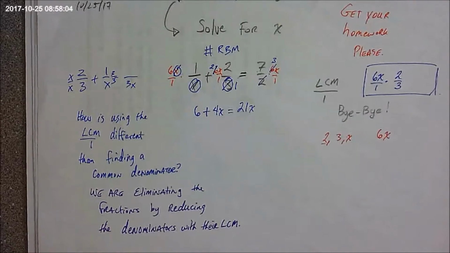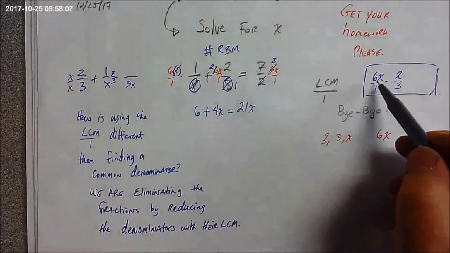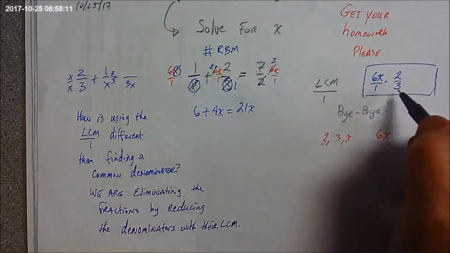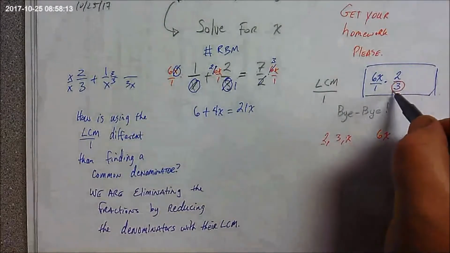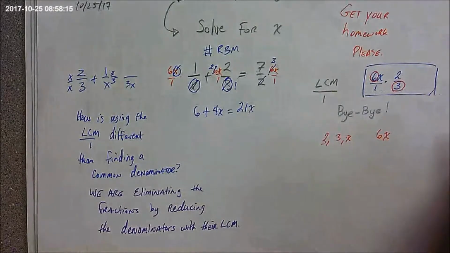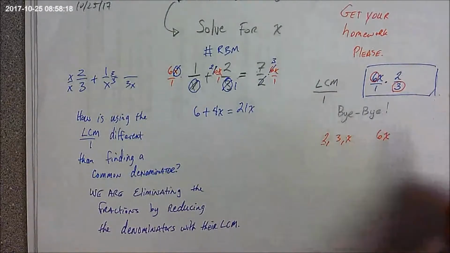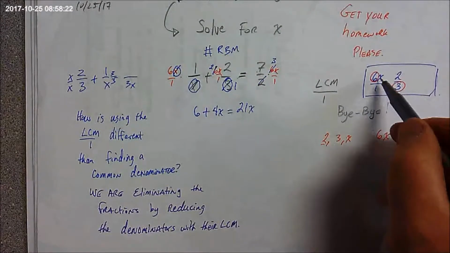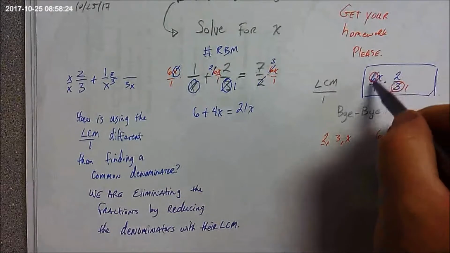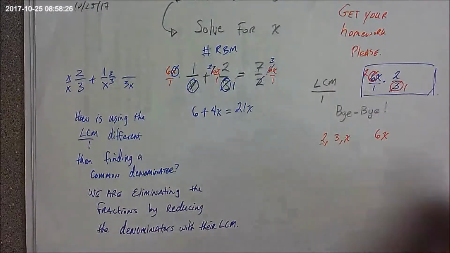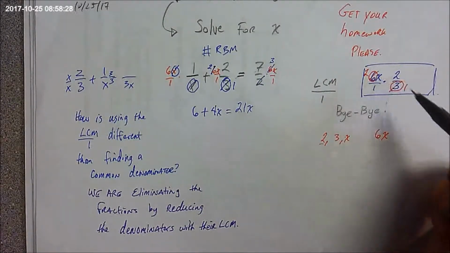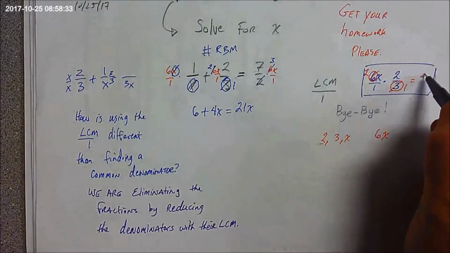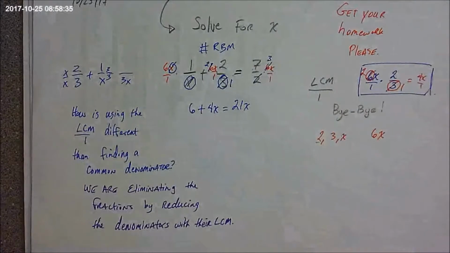So check it out. It's 6x over 1 times 2 over 3. So I'm going to do that over here. Look, you're reducing the 3 and the 6. The reason that you're using 6 is because it's the LCM. 3 is a factor of 6, so all you gotta do is figure out how many times 3 goes into 6. It goes in 2 times, correct? So what we have is 2 times x times 2. 2 times x times 2, that's 4x. Does that make sense?